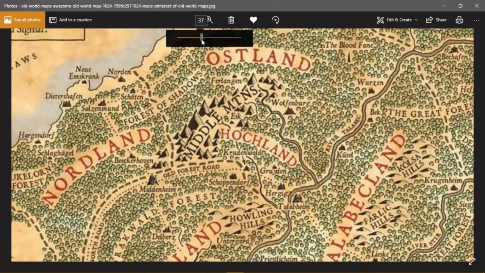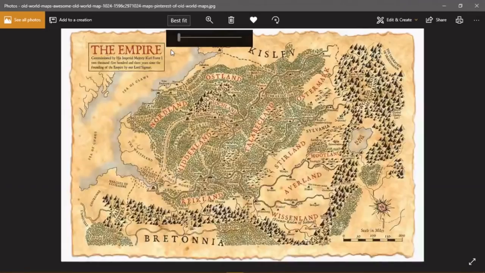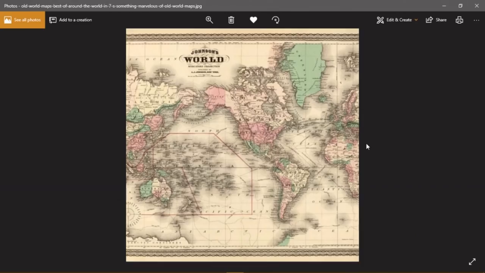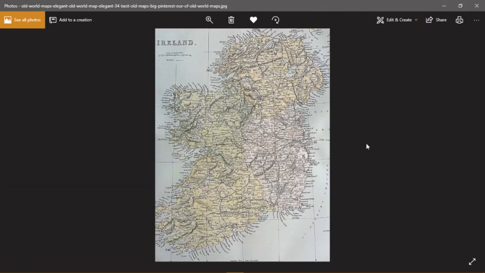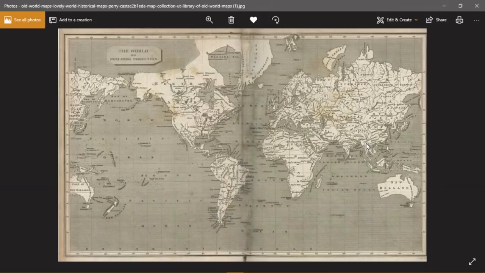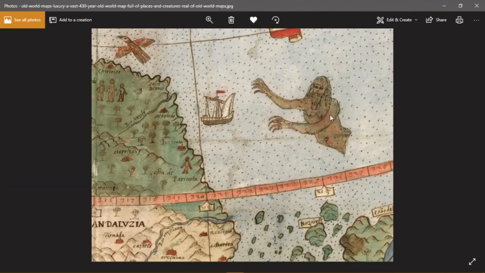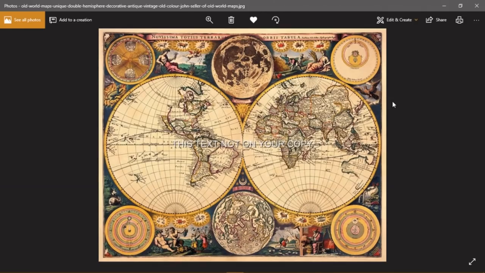Forest of Shadows. It's the Empire. Obviously, it's the Empire. So it's Blackwater over on the right. Johnson's World. World of Johnsons. Yeah. Not anymore. Not after World War II. Kind of lost most of our Johnsons, if you know what I mean. And this guy out here in the ocean grabbing ships. Now, that's probably the guy in the Bermuda Triangle pulling ships down. So now you know why that happens when you go out there. There's this guy.